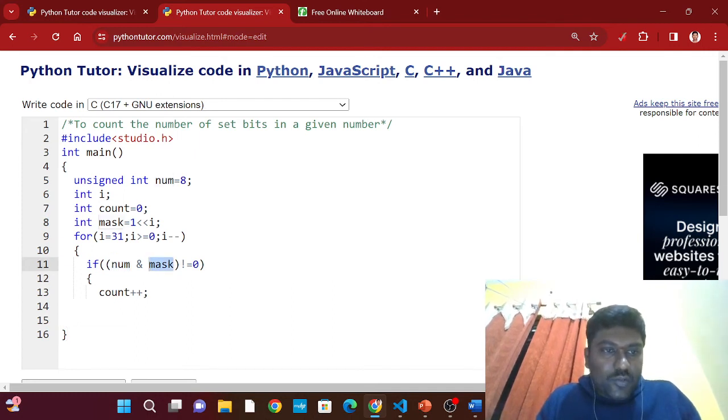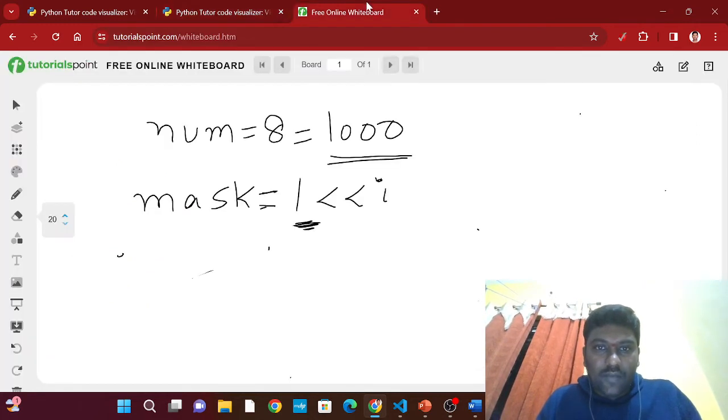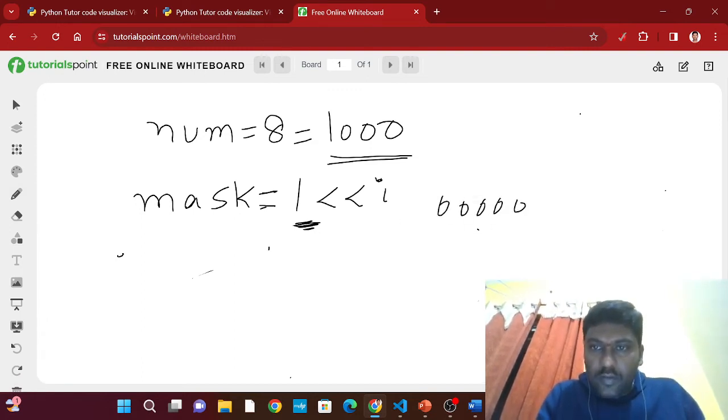So first the i value is going to be equal to what? 31. So 1 is going to be shifted 31 times. So the most significant bit is what it is going to check first. Suppose I am going to have all zeros for 8s, then the first one will come here.